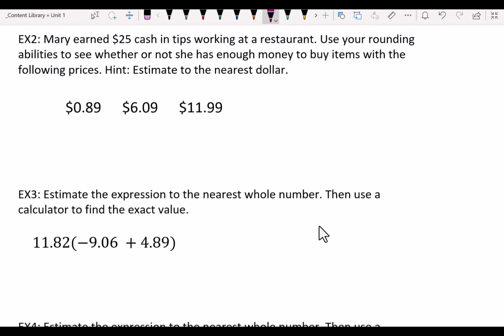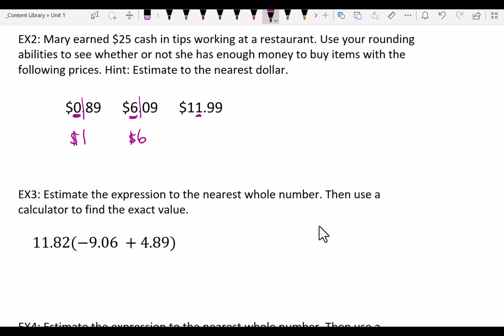Example 2, you've got a word problem here. Mary's earned $25, and she wants to buy the following items. We want to estimate all these to the nearest dollar and add them up. So the nearest dollar would be here. So I look to the right, which is an 8. So that's going to bump up to $1. We've got $6. I look to the right of that, which is a 0. So I stay at $6.